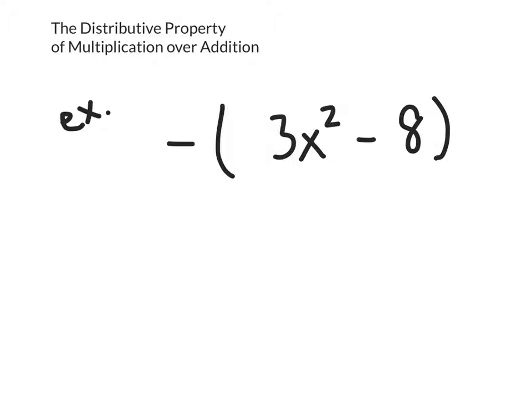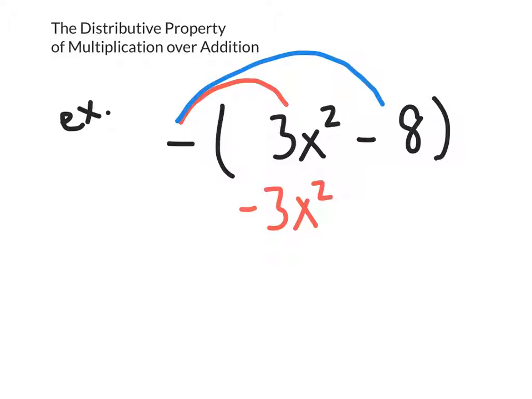So when I go ahead and distribute this, I'm going to distribute the negative sign to the 3x squared, and that's going to give me a negative times a positive, which is going to give me a negative 3x squared. The second situation is here when I distribute the negative to the negative 8. A negative and a negative is going to give me a positive 8.